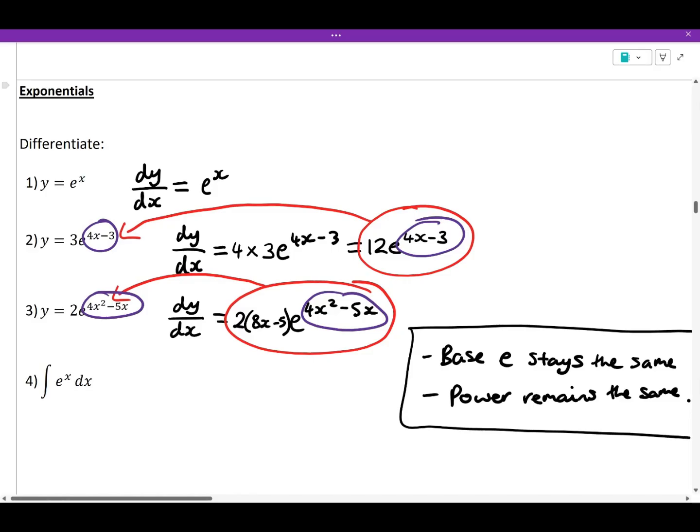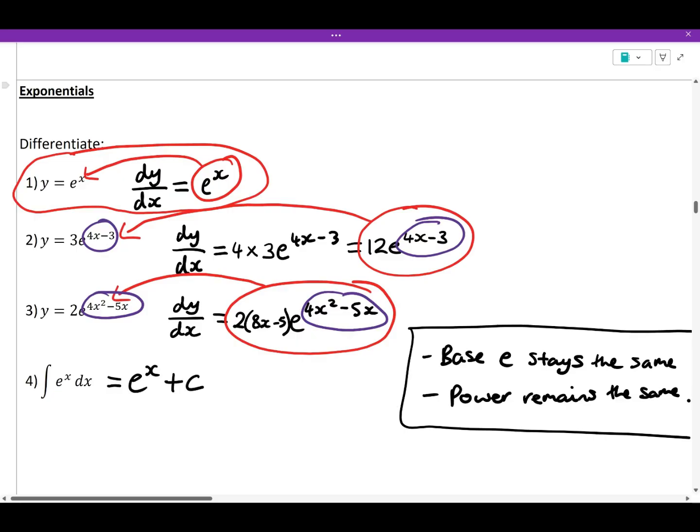So let's now consider the most basic integral that we can get, which is the integral of e to the power of x with respect to x. If we look at our answer to question 1 up here, we've differentiated e to the power of x, and we've ended up with e to the power of x. If you go to our answer and integrate that, what you're going to get is your initial question. Therefore the integral of e to the power of x is just equal to e to the power of x, and then of course plus c.